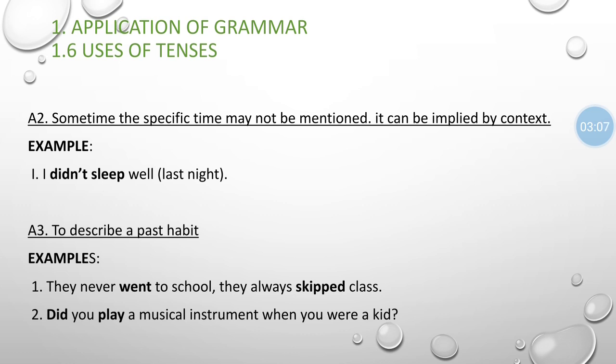To describe the past habit, for past habit or past action, the simple past tense is used. They never went to the school, they always skipped the class. They never went to the school, they always skipped the class, they bunked the lecture or class. Means describe the past habit. Did you play the musical instrument when you were kids? Means the past action of playing instrument, okay, of any kind of musical instrument when you were a kid.